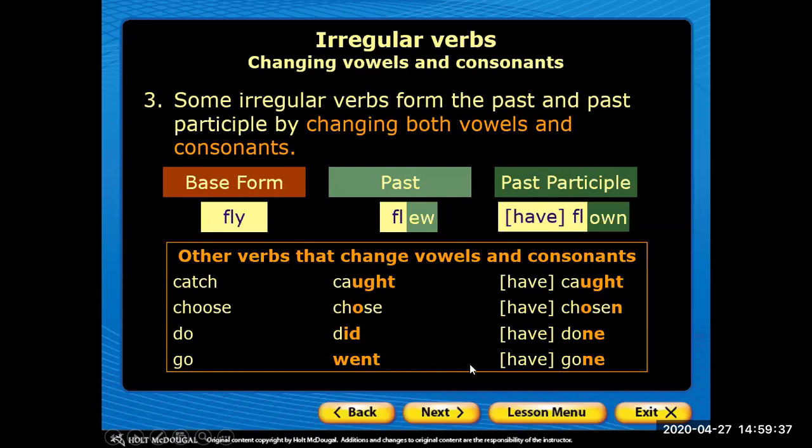Go, went, have gone. So what happened in all these examples? We change both vowels and consonants. Excellent, excellent, Hamoudi Habibi. I love you, man. Very good.